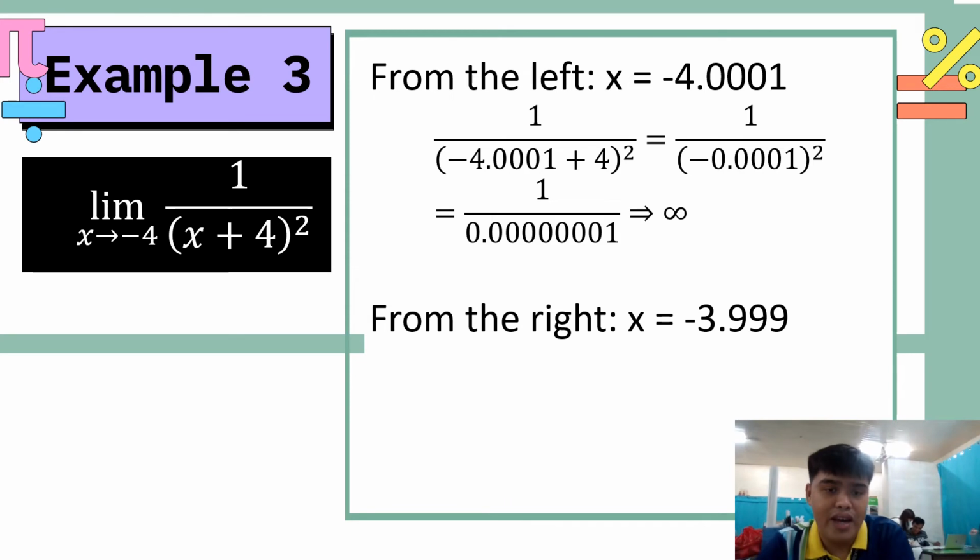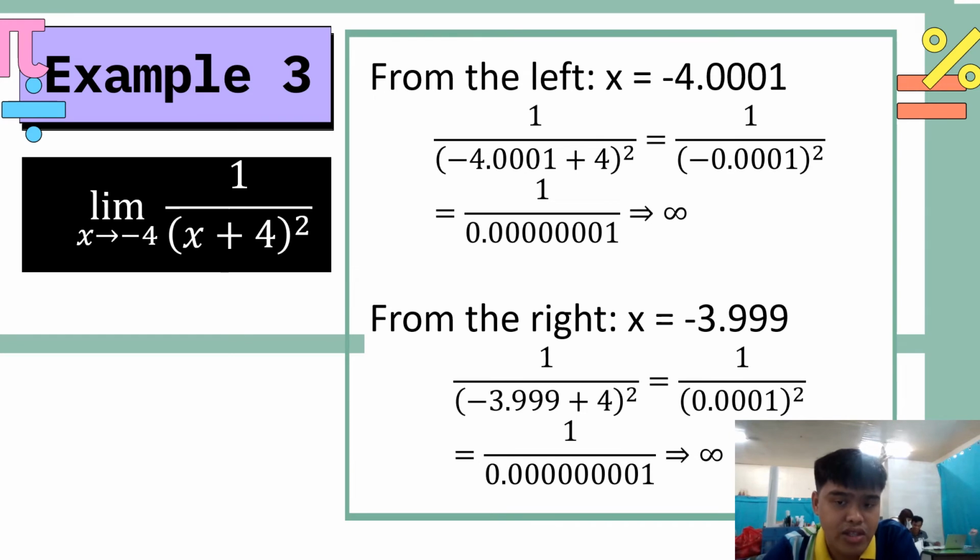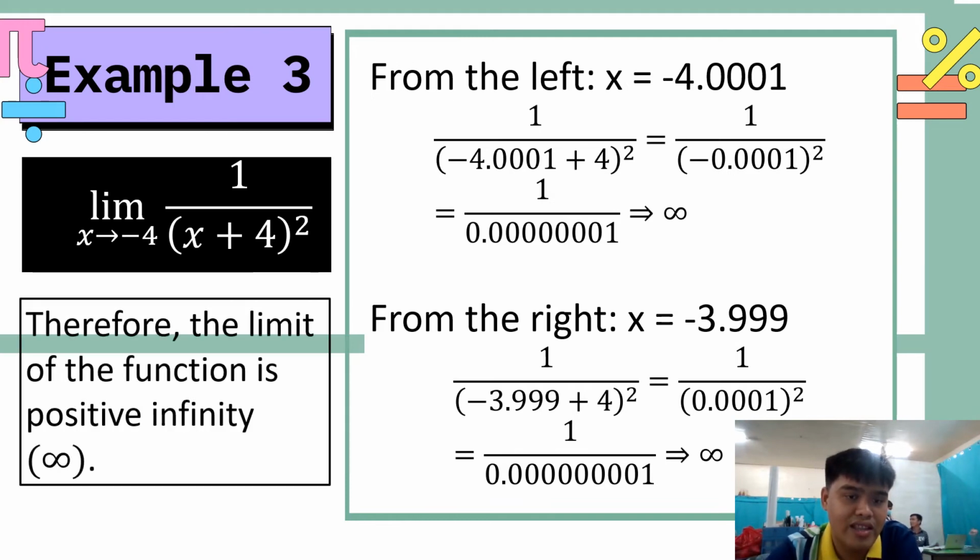When we approach from the right, we assume a larger number than negative 4, but very close to negative 4. That is negative 3.999. Substituting negative 3.999 into the function, it will yield 1 over 0.0001 squared. Now that is again a very small number. So when we divide 1 by it, it approaches positive infinity. Since both of the limits from both sides of negative 4 are positive, we can conclude that the limit of the function is positive infinity.